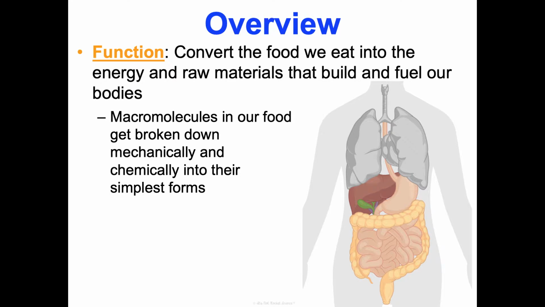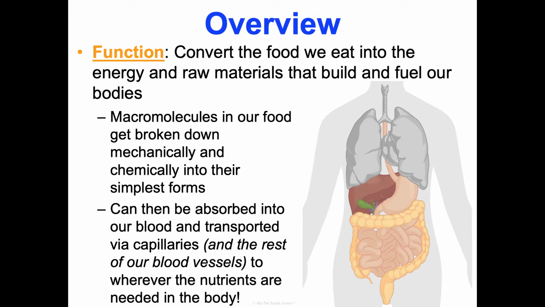From there, these simplest forms of the molecules that we eat can be absorbed into our blood and then transported via capillaries and, of course, the rest of our blood vessels too, to wherever the nutrients are then needed in our body at that point in time. So in our last unit, unit 4, we talked about blood and how it is our transporter of nutrients in the body. Well, this is where those nutrients are coming from that our blood is transporting. It's coming from the digestion of our food.